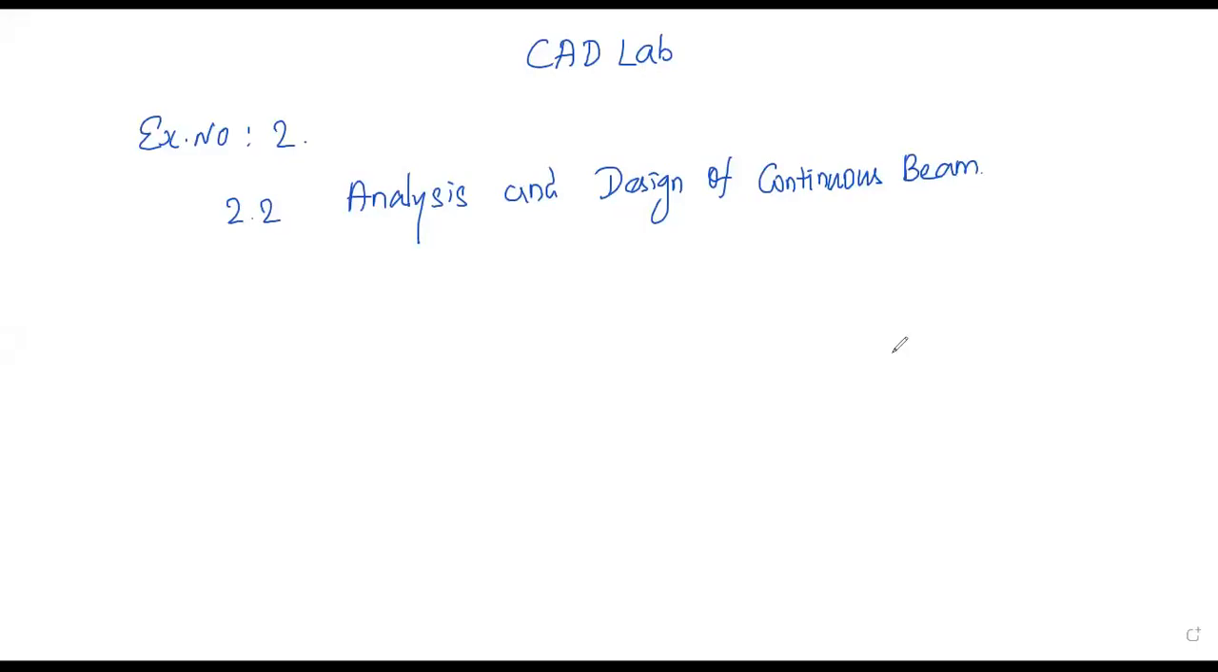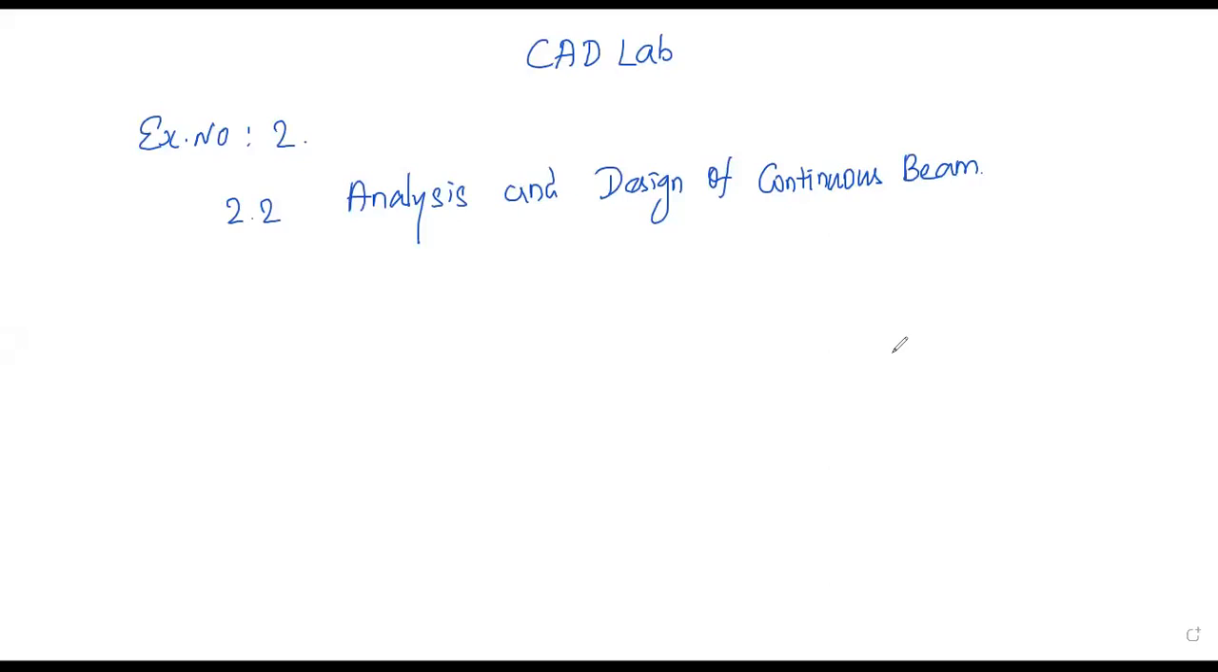Greetings to everyone. In this class, we are going to discuss the CAD Lab experiments. That is experiment number 2, the second part: analysis and design of continuous beam. Last class, we discussed the analysis and design of fixed beam as experiment number 2.1.